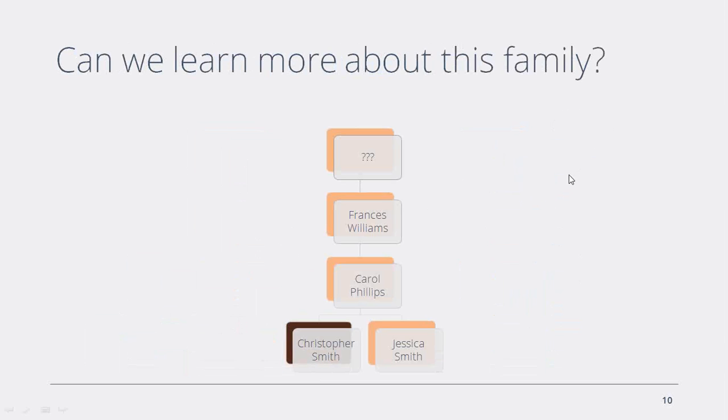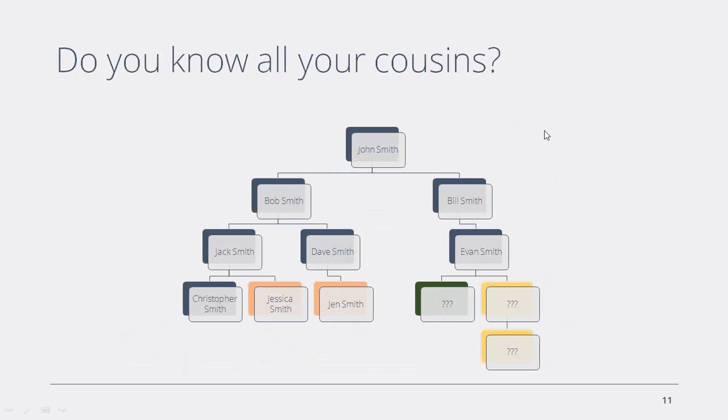And then we have this scenario where, again, you just have a branch of a family that you don't know, let's say the mother of Francis Williams. Can you potentially find out? Or can you potentially connect with other maternal line branches of this same family? And you can use DNA testing for that.